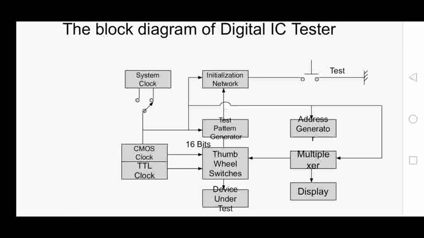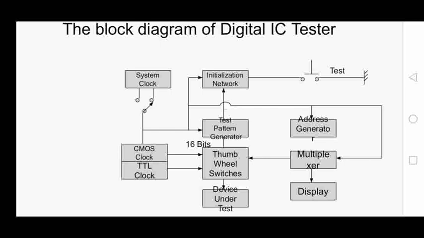Based on the clock pulses only, the IC will work. The IC functionality will be decided by these clock pulses, so you are giving the clock pulses to each and every pin of the IC so that the functionality of the IC will be correct. So you are selecting either the CMOS clock or the TTL clock based on your functionality, and that is applied through the system clock.